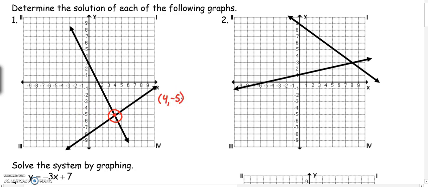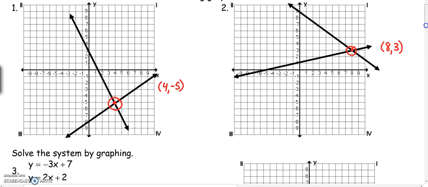Number 2 is another graph where my lines are intersecting. So I'm going to give that coordinate. My x coordinate would be 8 and my y coordinate would be 3. So let's draw some graphs now and then find the point of intersection.